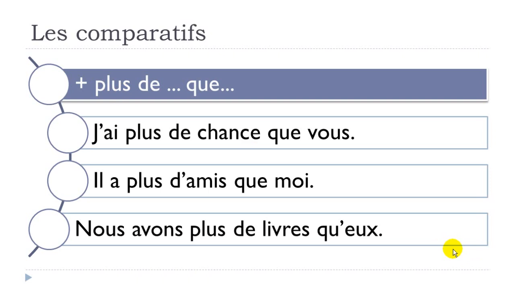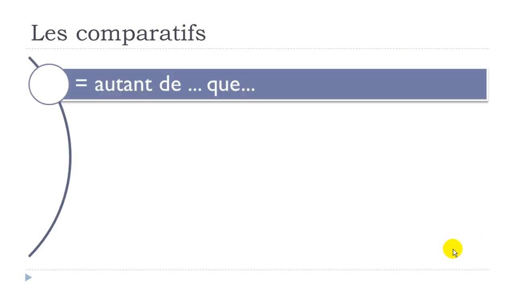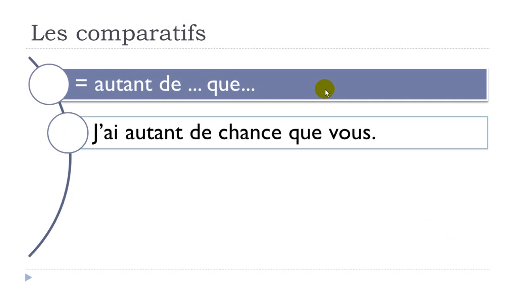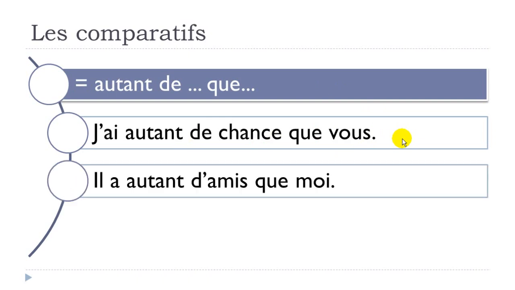Okay, so let's see now if you want to say "as". If you want to compare, it would be autant de followed by the noun, then que, and you continue your structure. J'ai autant de chance que vous. I kept exactly the same sentences just to make it more clear. Il a autant d'amis que moi.